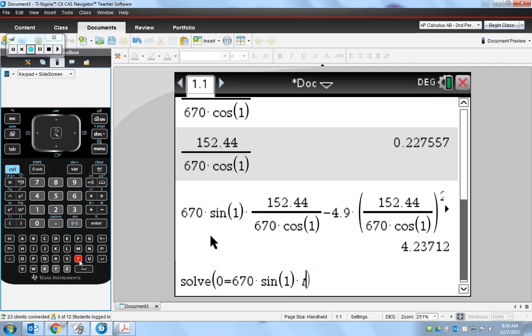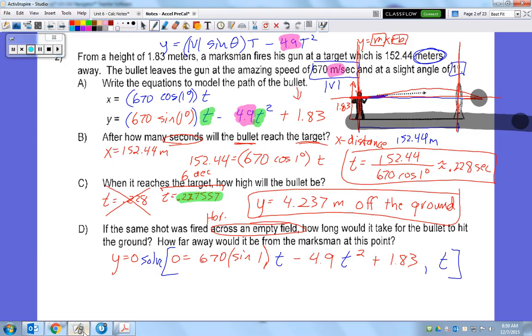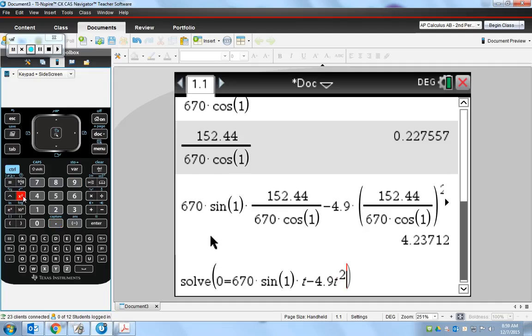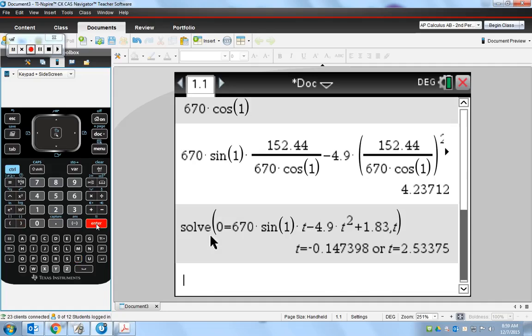Now you can use x if you want, but I'll just show you that this keyboard will allow you to still solve for other variables. And then it will be minus 4.9 t squared. So minus 4.9 t squared, and then plus the 1.83. And then at the very end, comma, your variable that you're looking for. Okay? And then close, and then you should see that you'll get an answer.